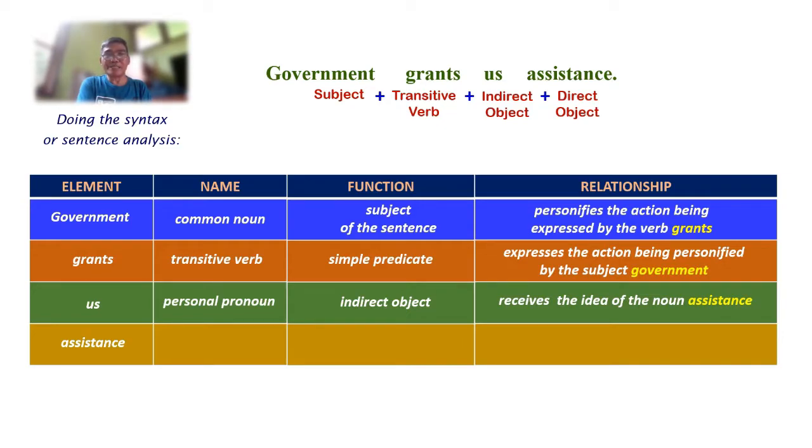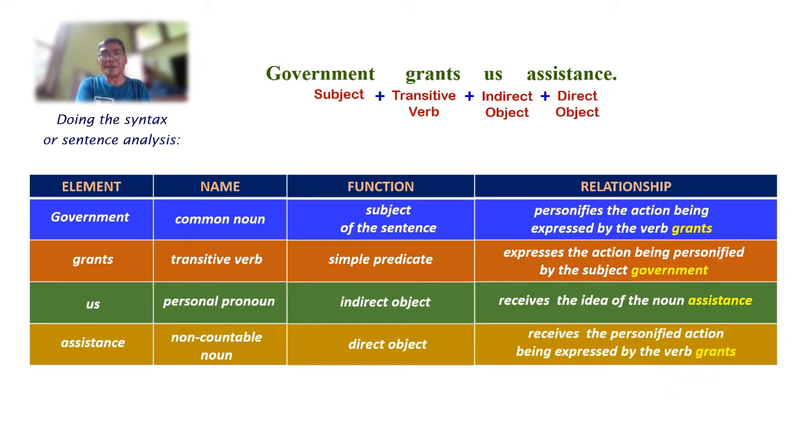The last word is assistance. Assistance is classified as non-countable noun. This non-countable noun is used as direct object, and this direct object receives the personified action being expressed by the verb grants. This is the correct analysis of the given sentence.